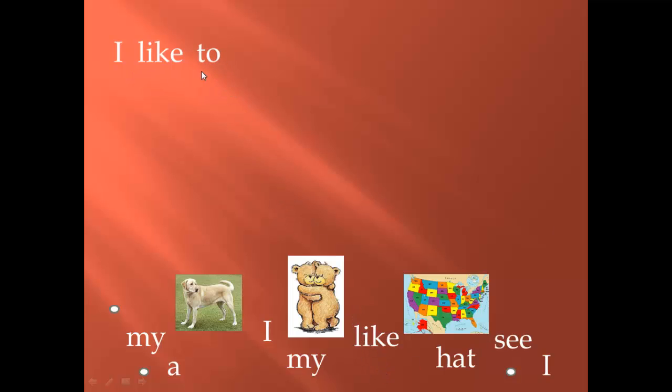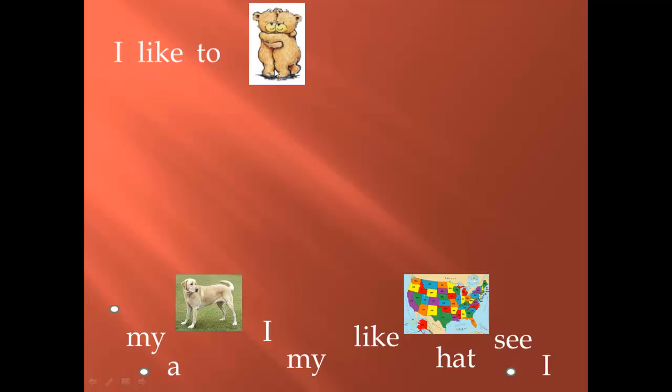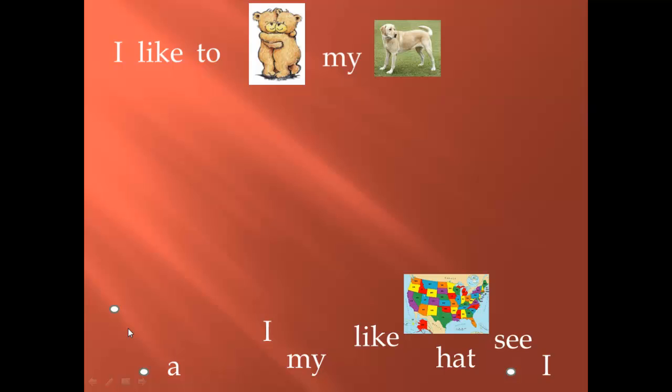And we have I like to hug. Find the picture of hug. Nicely done. The two bears are hugging. So I like to hug my. Find the word my. Remember, my is spelled M-Y. Very good. You should be pointing to this my or this my. I'm going to take that one. I like to hug my dog. Find a dog. Good job.